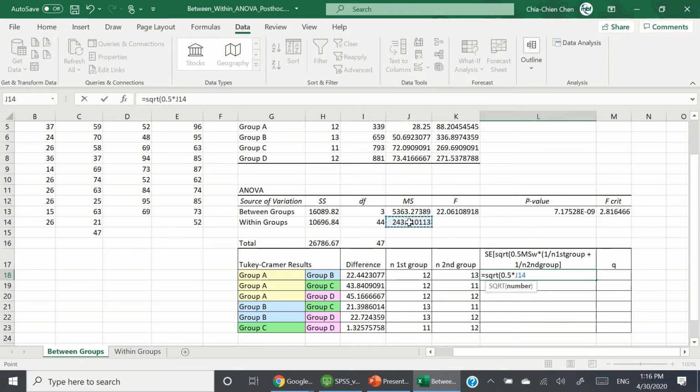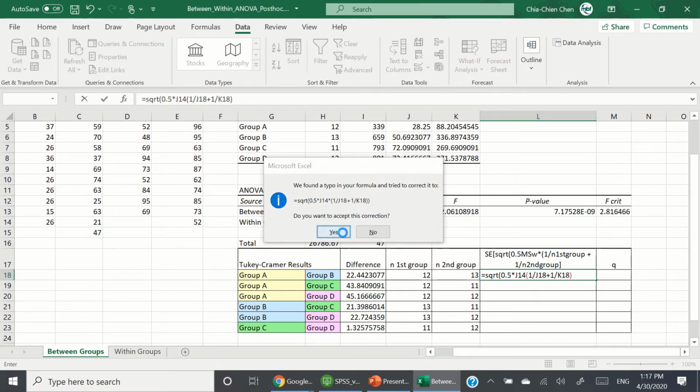Okay, and then parentheses, 1 divided by the end of group in this number. Okay, and then the end of group, plus 1 divided by this number here. Okay, and press this. Yes.